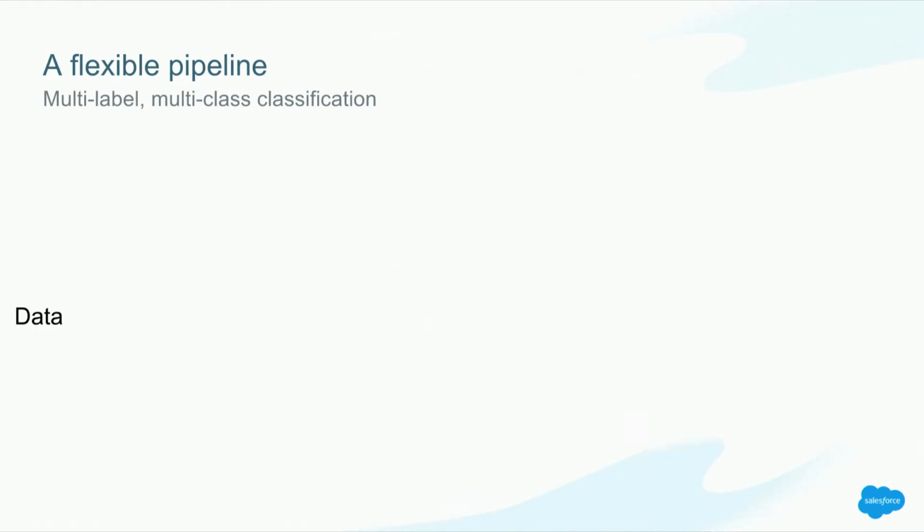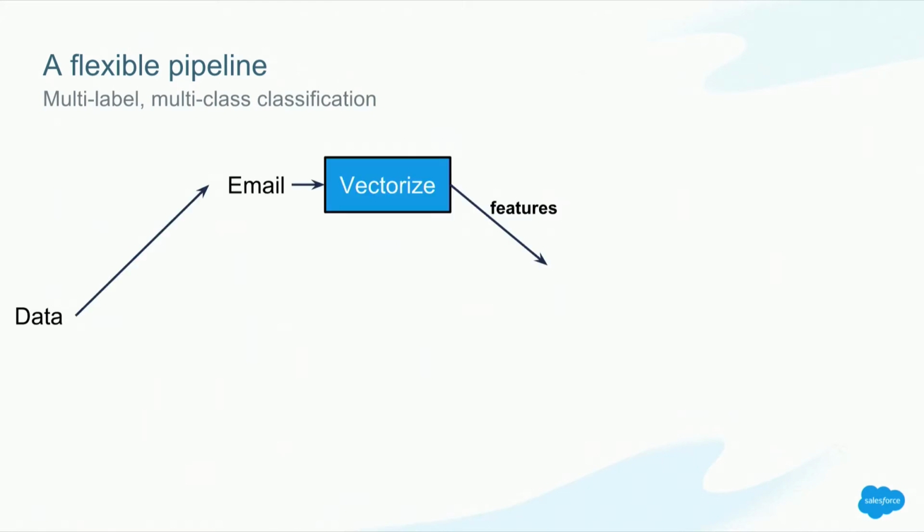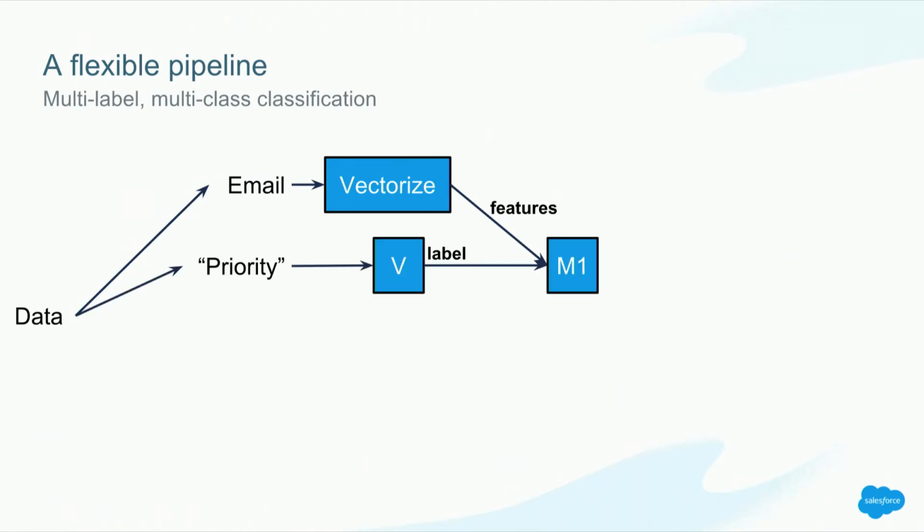So to do this, we need a more flexible data pipeline, one that can handle all the different customers, all their different data, and handle all the different fields that we want to predict in this case. What that looks like: you've got your data coming in on the left. We're going to extract out that email field. We'll vectorize it into a numerical form that we're going to call our features. Then you're also going to pull out the field you're trying to predict, the priority field in this case, vectorize it as well. We're going to call that the label.